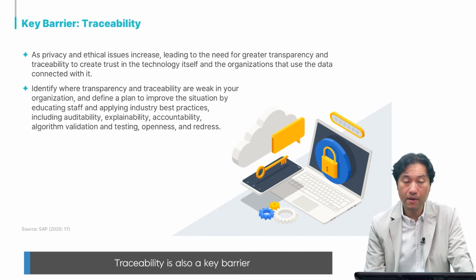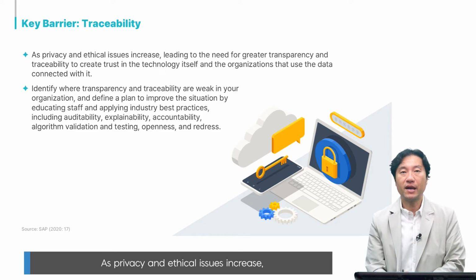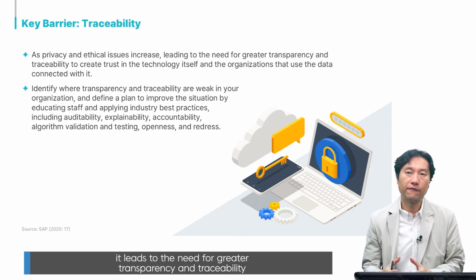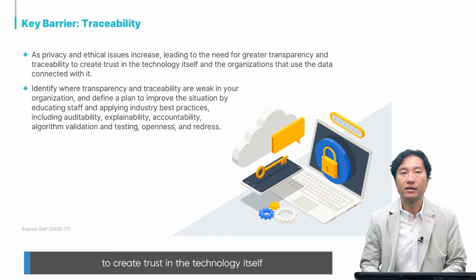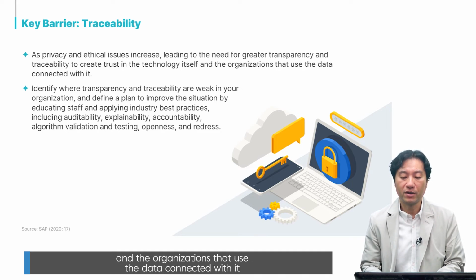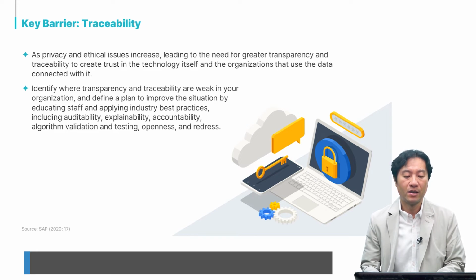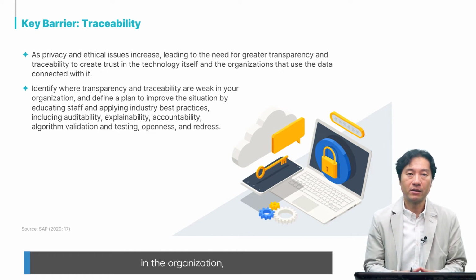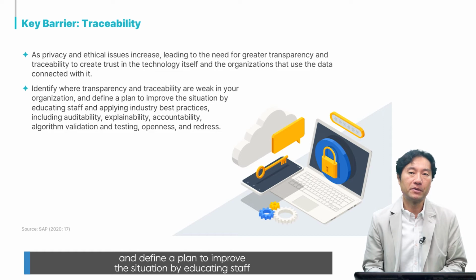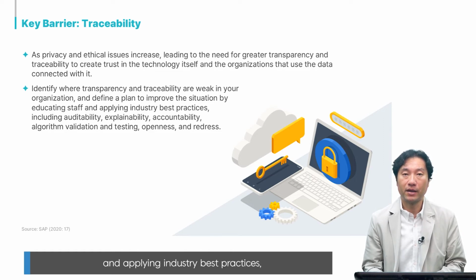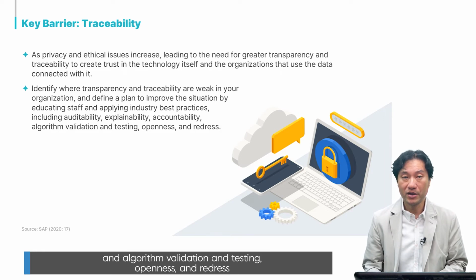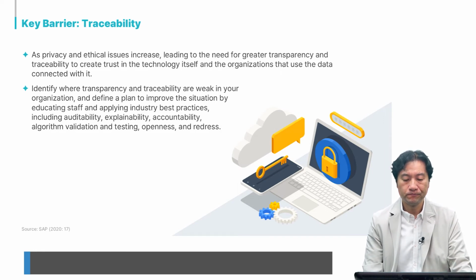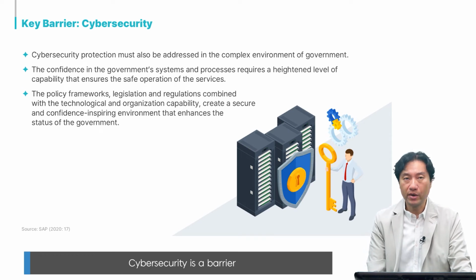Traceability is also a key barrier. As privacy and ethical issues increase, there is a need for greater transparency and traceability to create trust in the technology itself and the organizations that use the data connected with it. Identify where transparency and traceability are weak in the organization and define a plan to improve the situation by educating staff and applying industry best practices, including auditability, explainability, accountability, algorithm validation and testing, openness, and redress. Cybersecurity is a barrier.